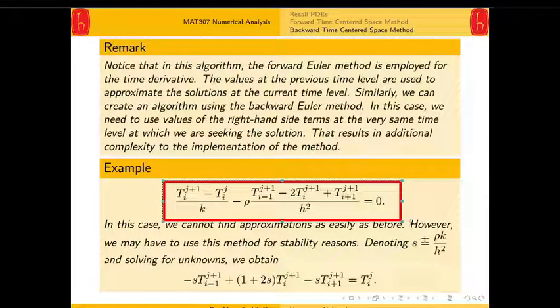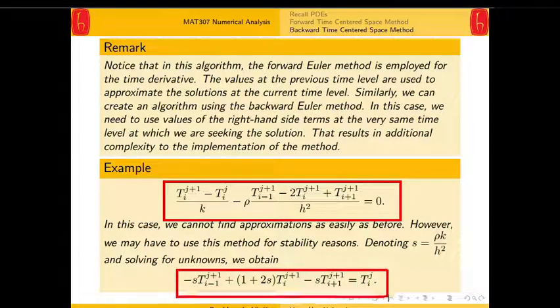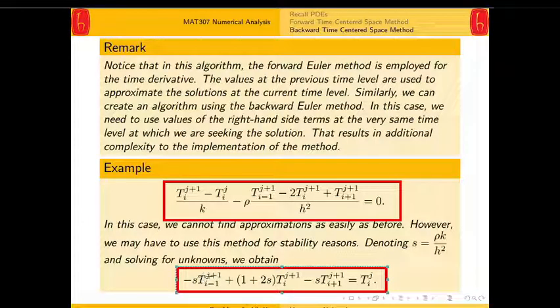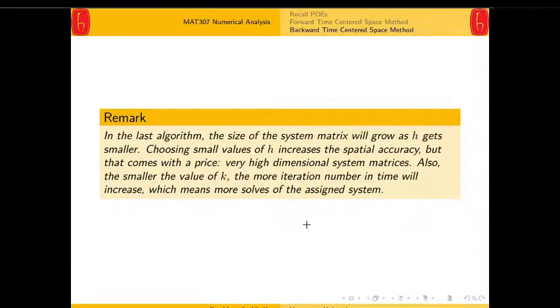If we denote again s is equal to pk divided by h squared and solve this problem for the unknowns, then we obtain this equation. Here these are from the next time level, and this is from the previous time level, and these are all unknown. So 3 unknowns appear in this equation, and all these 3 unknowns are connected to one another. So this requires us to use a linear system to get solutions. If you consider this algorithm as a whole, there will be much more than 3 unknowns. There will be a vector of unknowns, so this will give us a linear system to get the solution.